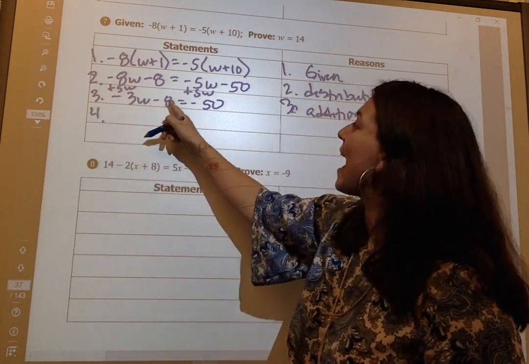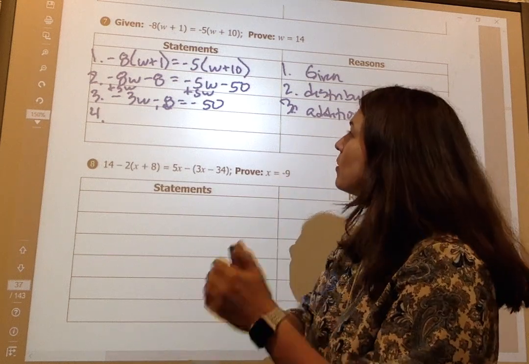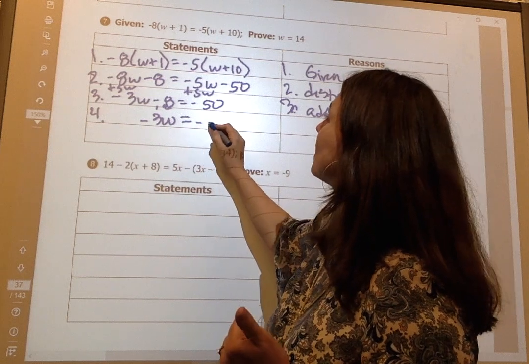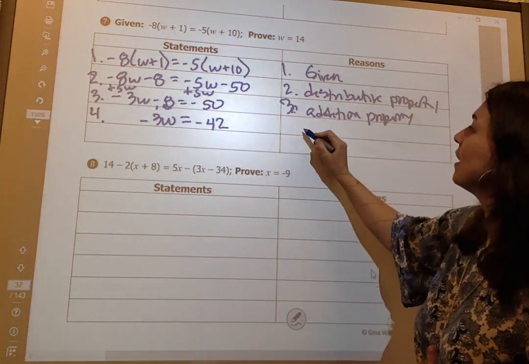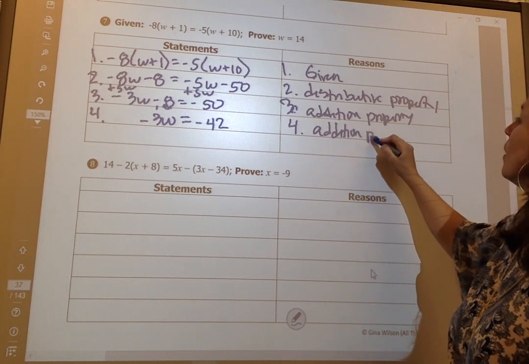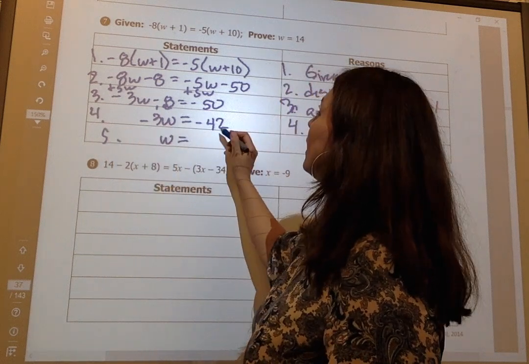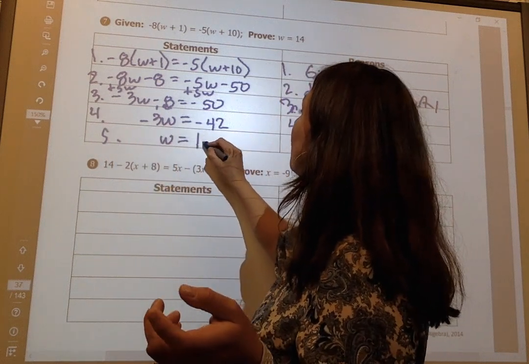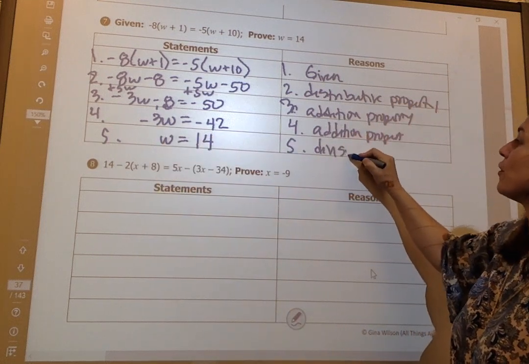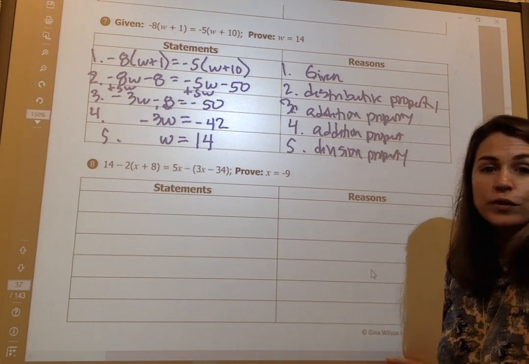Step 4, I'm going to add 8 to both sides. And I don't need to show my work, I just want you to see for the cameras. So if I add 8 to both sides, I get negative 3W equals negative 42. And that's addition property. And step 5, I would get W equals positive 14 because I divide both sides by negative 3, so that's where I get division property. So that's what that proof looks like.